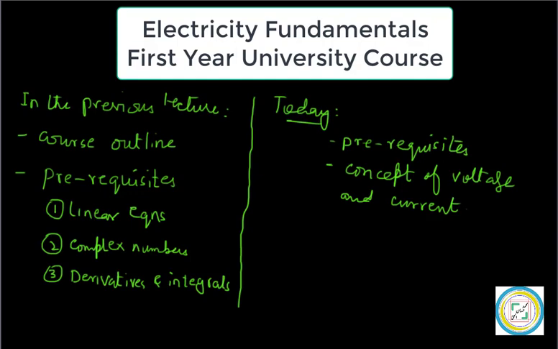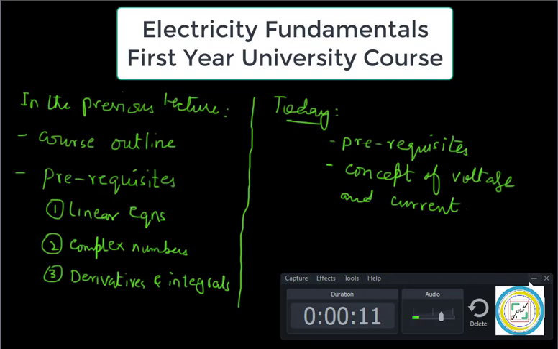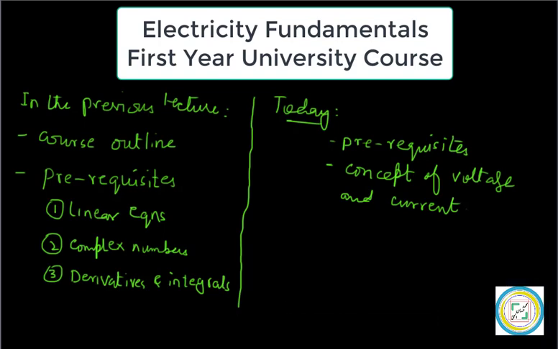This is lecture number 2 of Fundamentals of Electrical Engineering. Now, since this is the first week of this course, we are still starting this course. And in the last lecture, we talked about the course outline, what we are going to learn. We also talked about some prerequisites of this course. We actually specifically talked about three. One was linear equations, how to solve the system of linear equations. Second was complex numbers. And third was derivatives and integrals. That was our list of prerequisites in the first lecture.